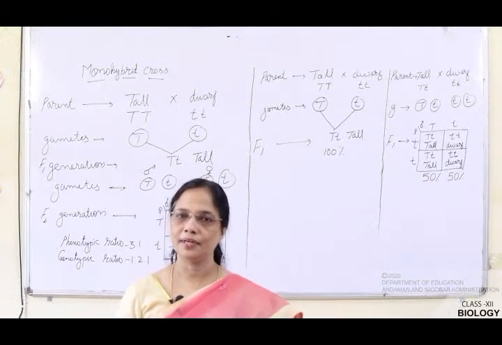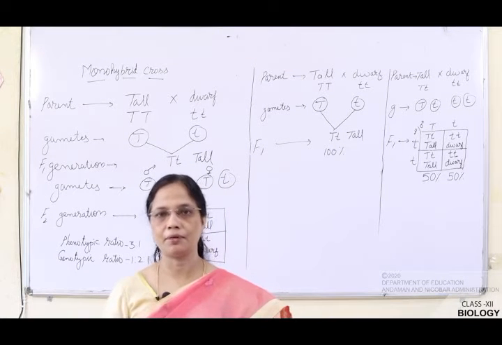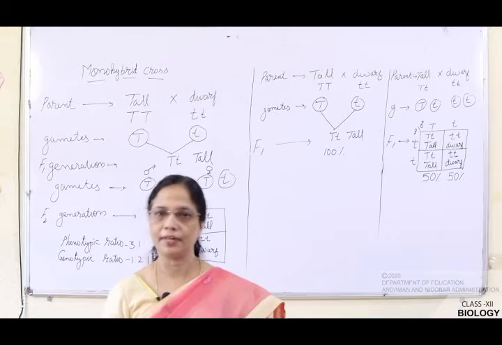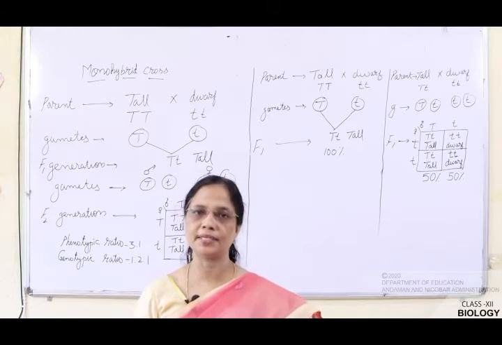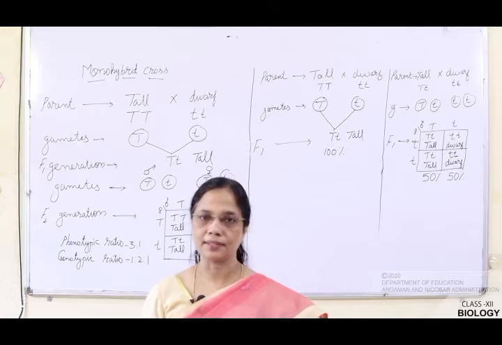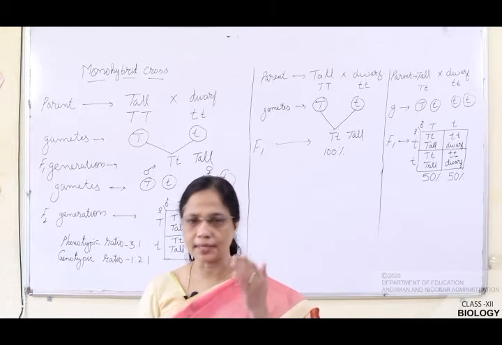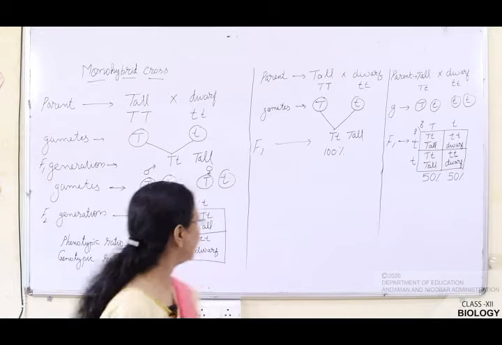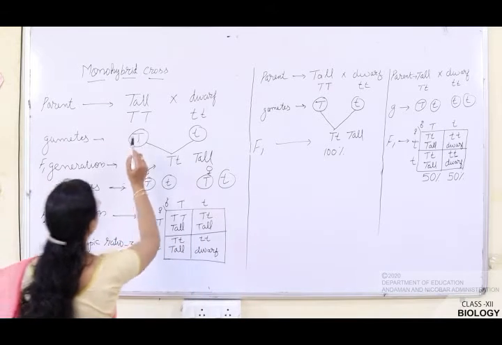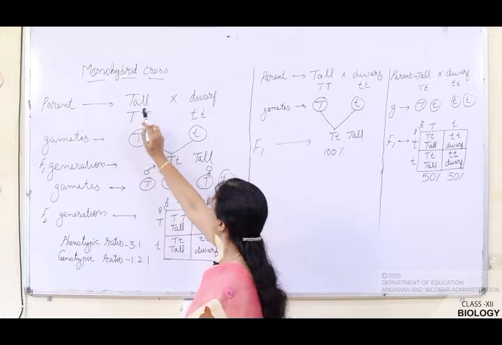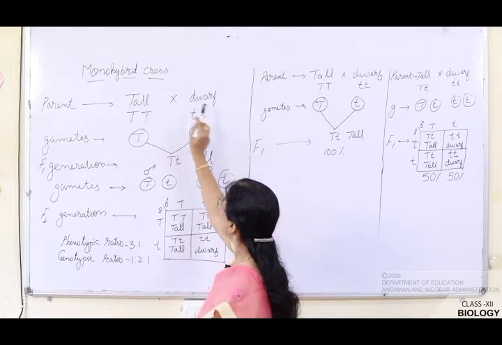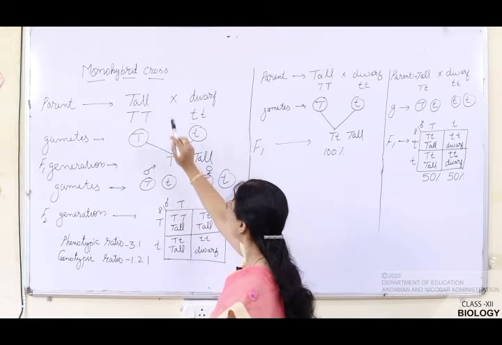Hello children, in the last class we have studied the principle of inheritance. While studying it, we came across various types of crosses, that is, the monohybrid cross and the dihybrid cross. Let us see the monohybrid cross once again. Here you can see the parents: two contrasting traits are taken and crossed.